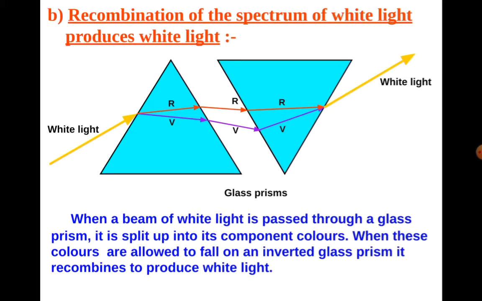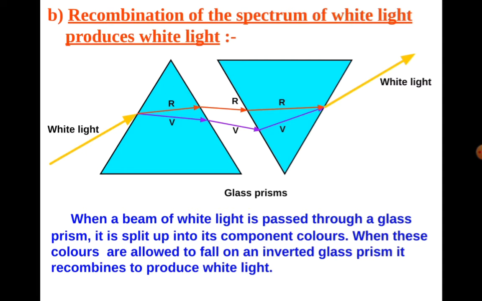This is a very important thing which you can see by the experiment of Newton here. He tried to further split up colors. What he did is, when a beam of white light is passed through a glass prism, it is split up into its component colors. When these colors are allowed to fall on an inverted glass prism, it recombines to produce a white color, right? It looks a little interesting, right?